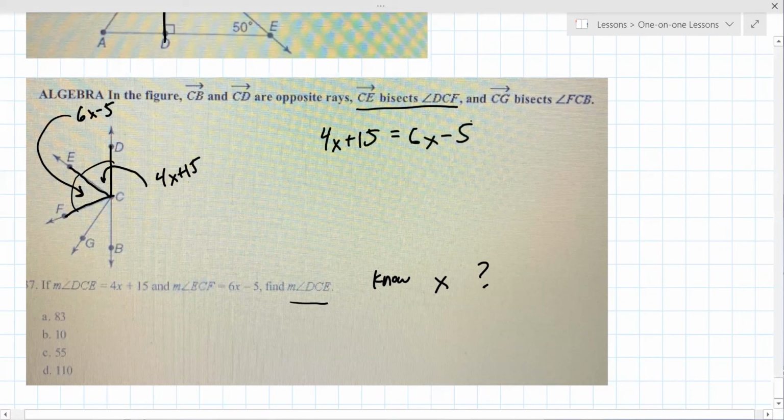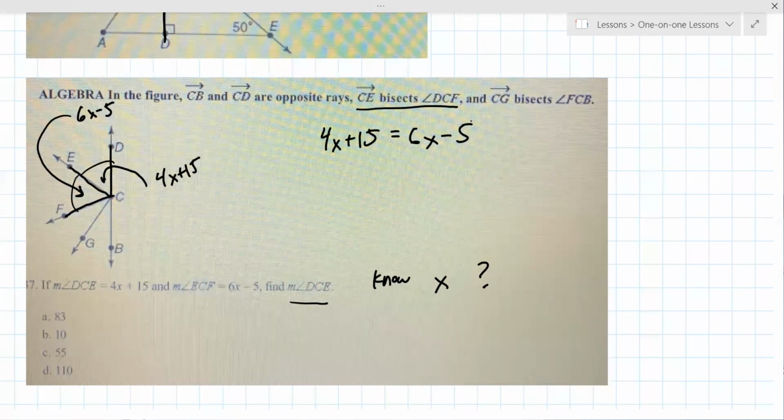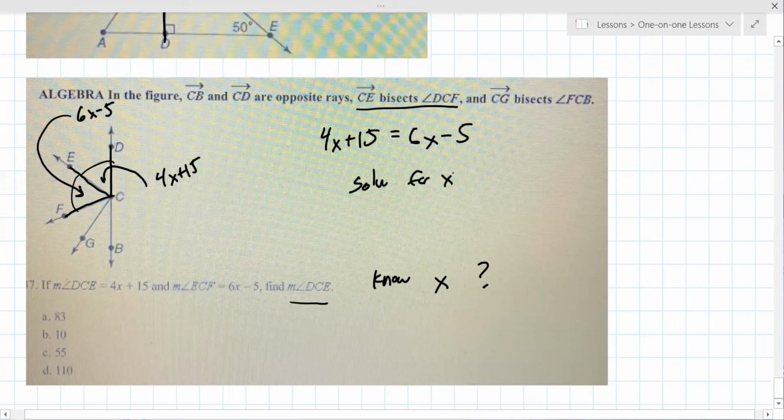I mentioned this before, but there are two things that you end up doing. You either set things equal or they add up to something. Sometimes they add up to 180 or 90 or another number, but in this case, you're going to set them equal. So can you solve this for x for me?